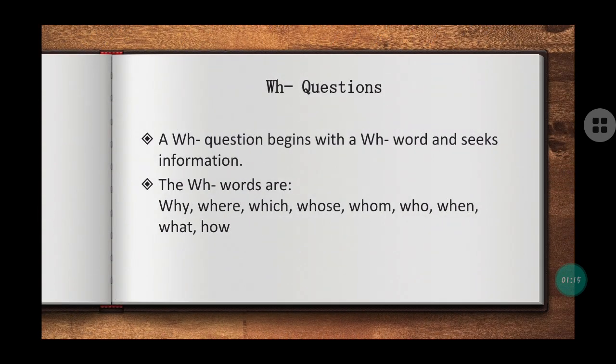Now, how do we frame the WH question? The WH question begins with a WH word and seeks information. Whenever you ask a question, your intention is to get the information. The WH words are why, where, which, whose, whom, who, when, what, how. Now, how also is a form of a WH question.